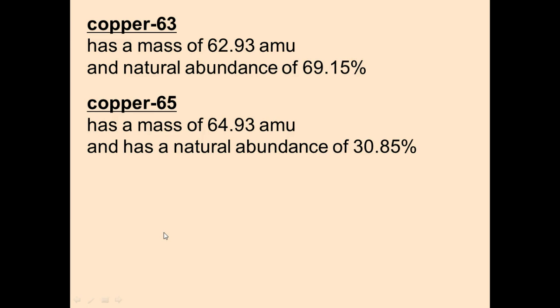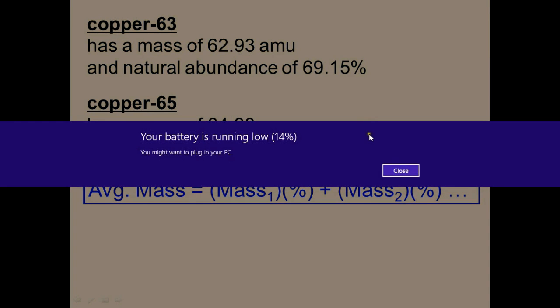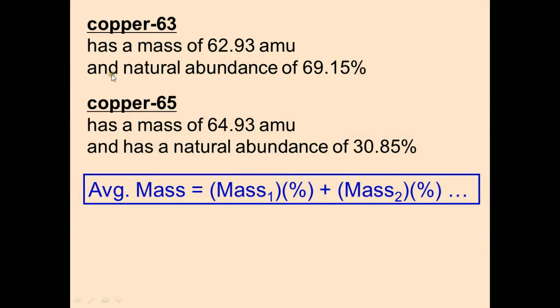And so here is the formula. Average mass, which is what we need to calculate, is mass 1 times its percent abundance plus mass 2 times its percent abundance. Copper 63 has a mass of 62.93 AMU and a natural abundance of 69.5, while copper 65 has a mass of 64.93 AMU and a natural abundance of 30.5.